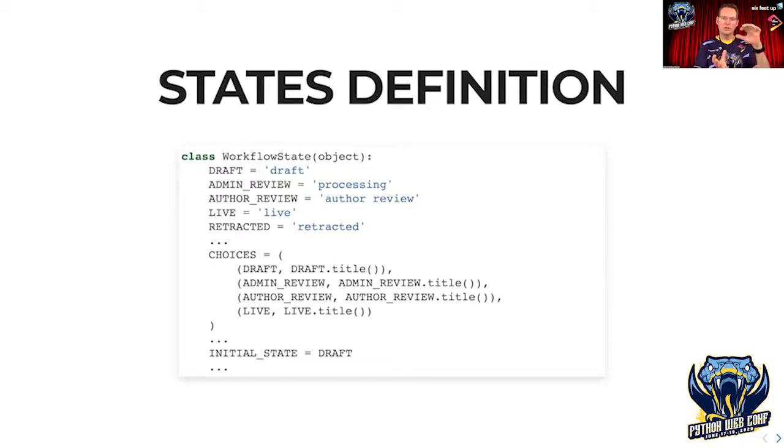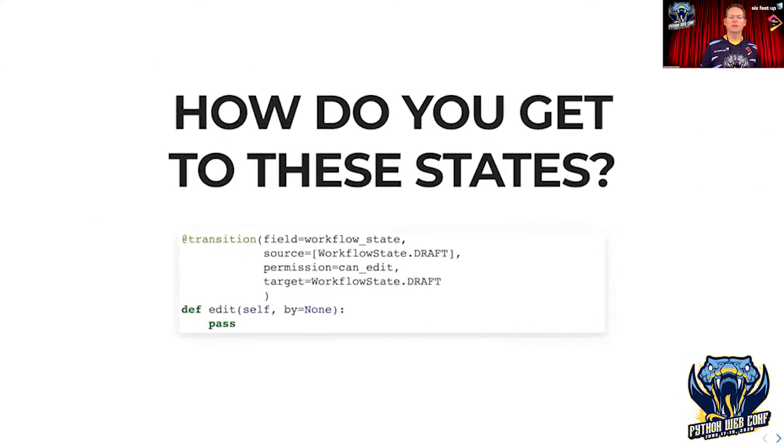So we can encapsulate all the workflow states, initial states, and choices into its own section of the code that's not muddying up or cluttering our specific models, because we may actually want to reuse this across multiple models inside of our actual application. So how do we use these states?